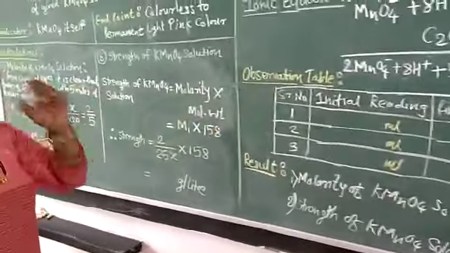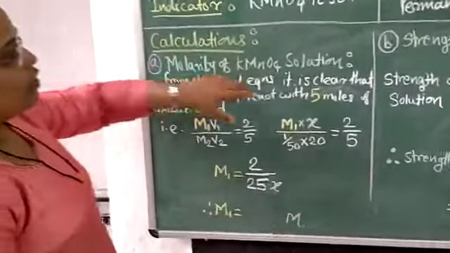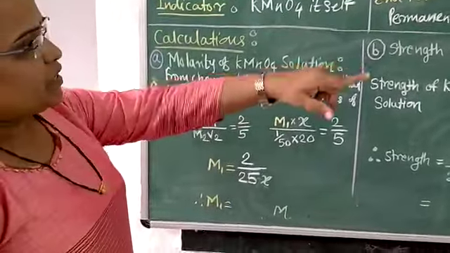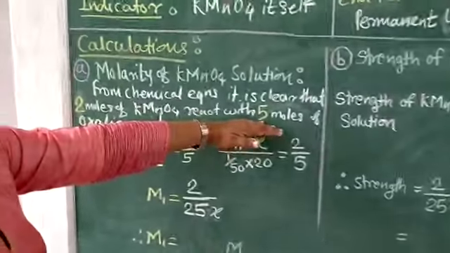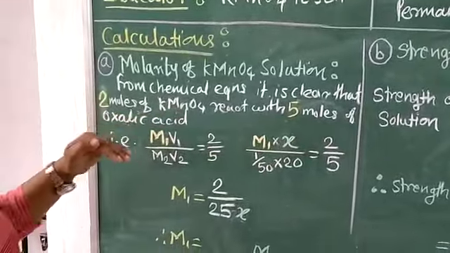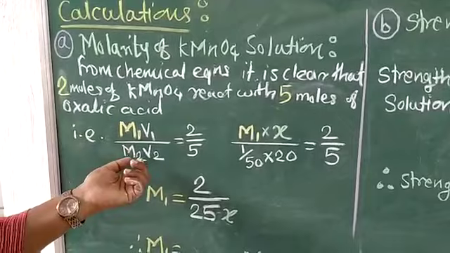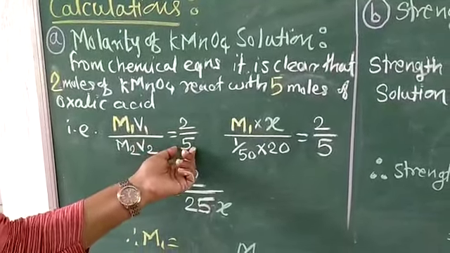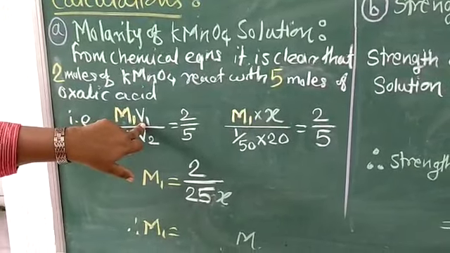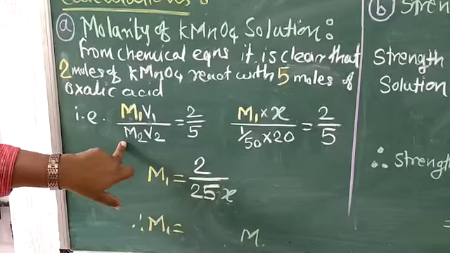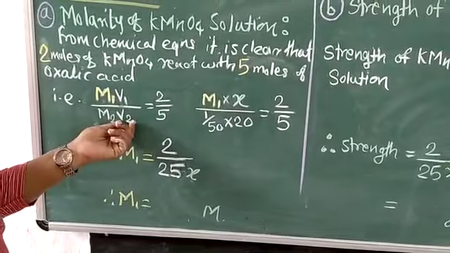After getting the volume of KMnO4 required for oxidation, we have to calculate the molarity of the KMnO4 solution. From the balanced chemical equation, we know that 2 molecules of KMnO4 are required for the oxidation of 5 molecules of oxalic acid. For this reaction, M1V1 over M2V2 is equal to 2 by 5. M1 means the molarity of KMnO4 solution, V1 means the volume of KMnO4 solution, that is the burette reading, and M2 is the molarity of oxalic acid, and V2 is the volume of oxalic acid which is prepared during the practical.